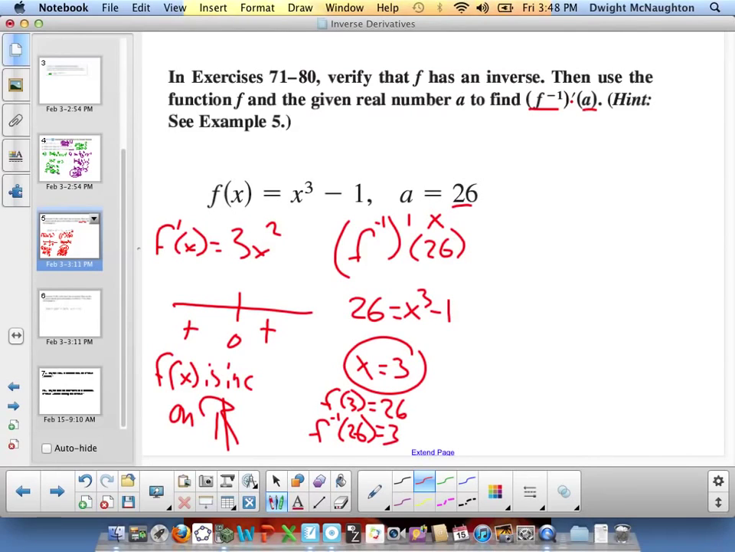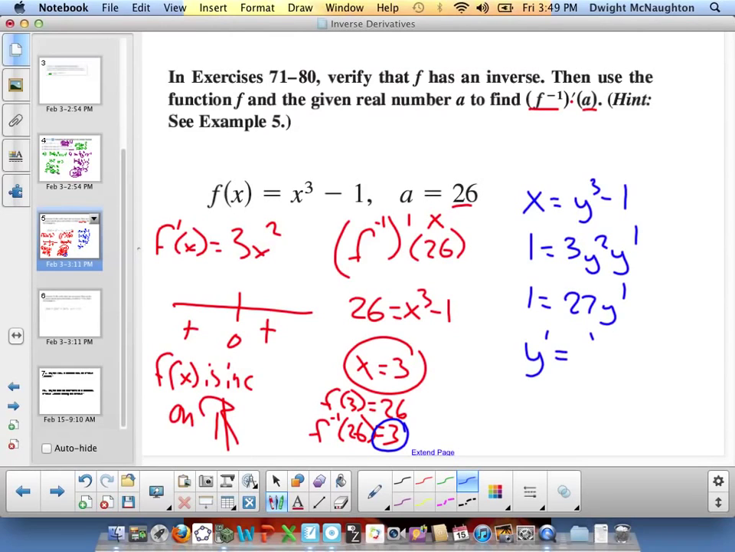And now let's find the inverse. All right? My function is f of x equals x cubed minus 1. My inverse would be x equals y cubed minus 1. Take my derivative. 1 equals 3y squared y prime. Substitute in my y value. Remember, this is for the inverse, so I go to my y value for my inverse. 1 equals 3 times 3 squared, which is 27, y prime. So the slope of the inverse is 1/27, or the slope at 26.